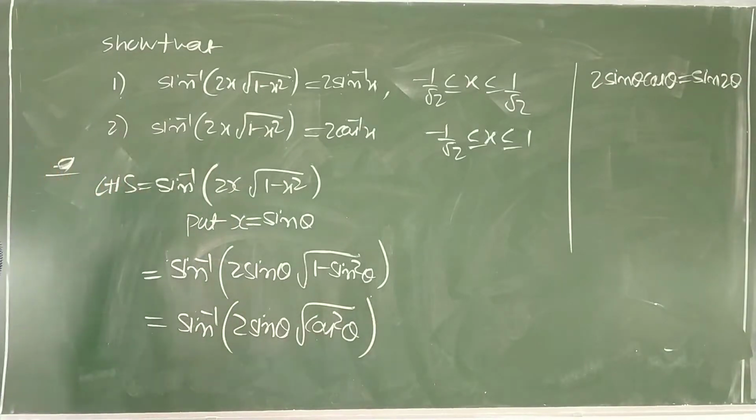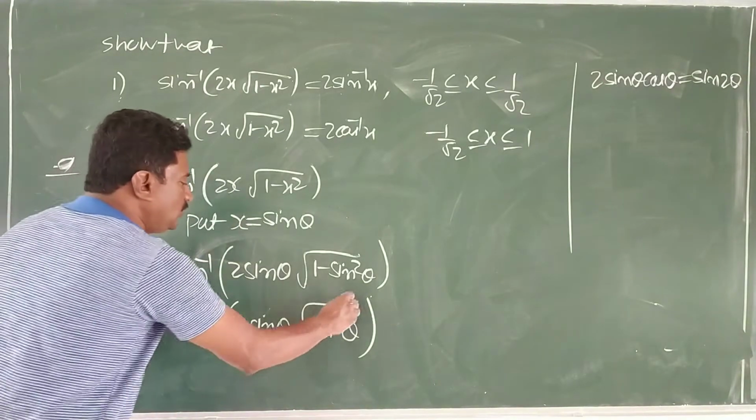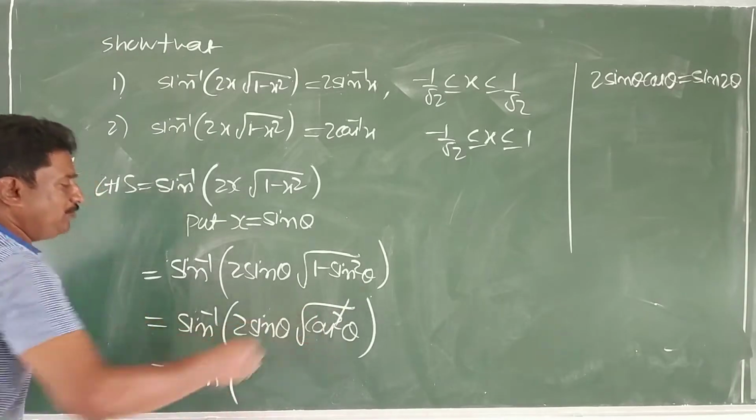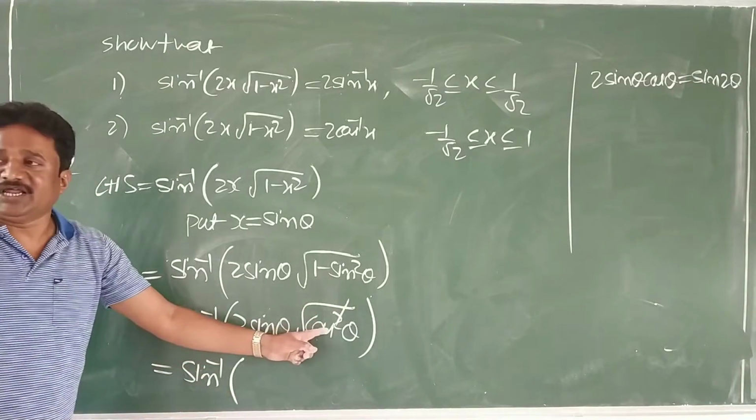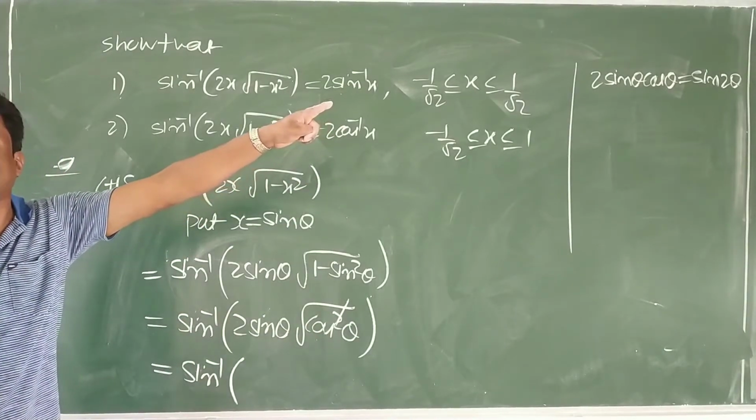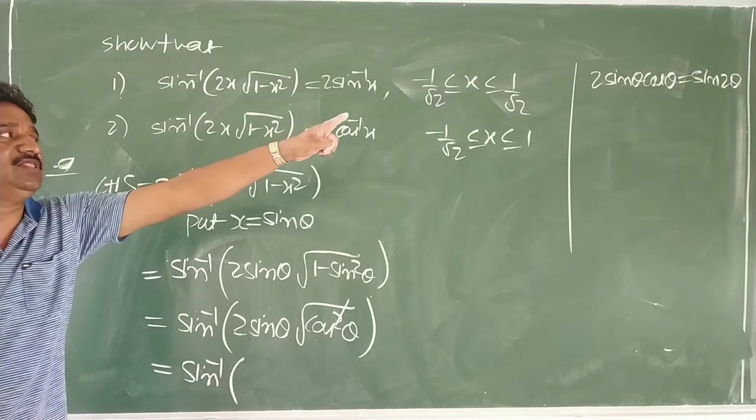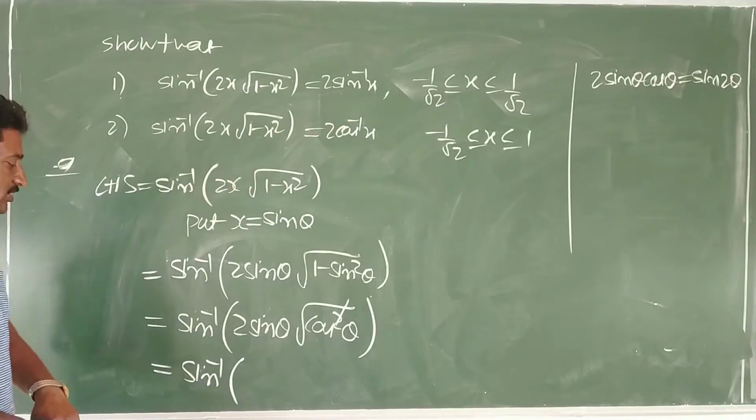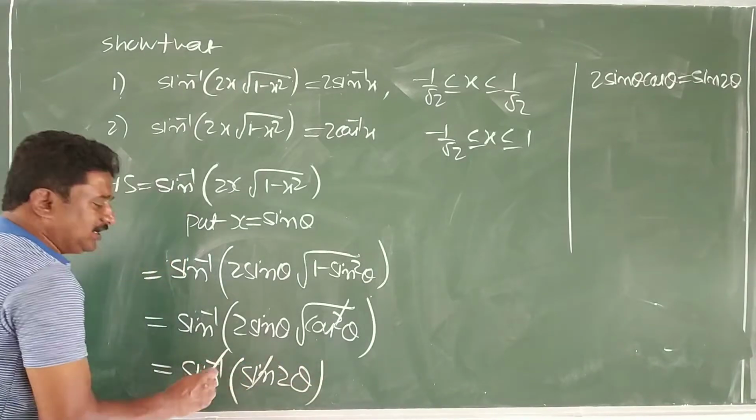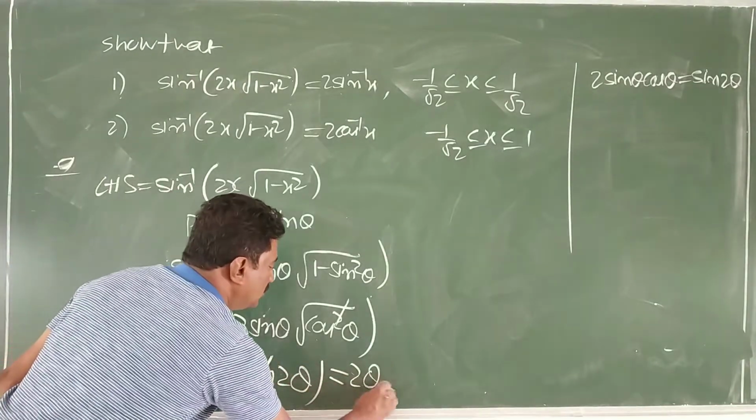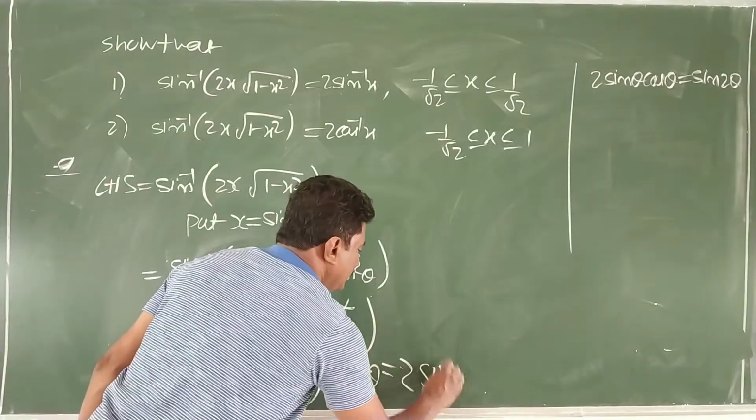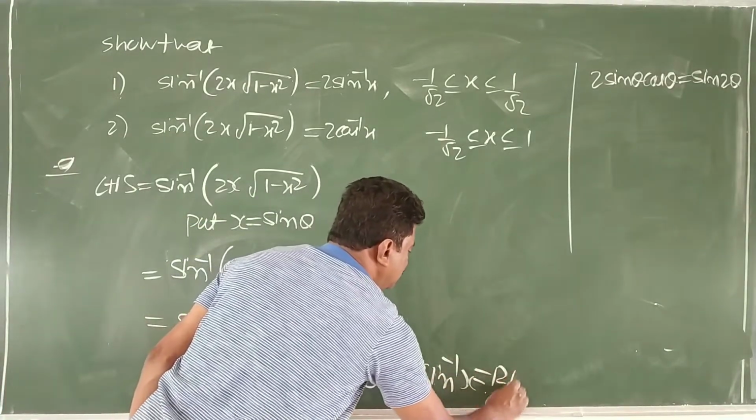What is 1 minus sin square theta? Cos square theta. Square root gets cancelled. Sin inverse. Tell me the formula. What is 2 sin theta cos theta? Sin 2 theta. You learned that formula in the first period. We have that 2 sin theta cos theta is sin 2 theta. Sin inverse sin gets cancelled. 2 theta. So 2 into what is theta? Sin inverse x. Sin inverse x, RHS.